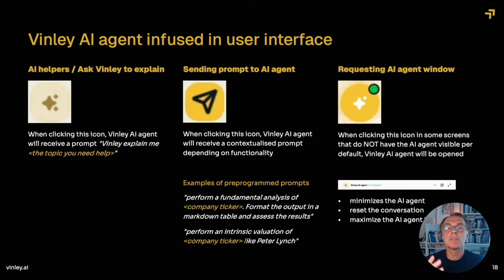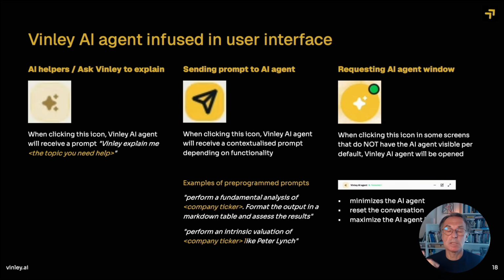Also, in some screens, the AI agent is not directly visible, because we felt that, for example, when looking at the fundamentals analysis of stocks, what was more important was to have the metrics available and a chart. But you can always request the AI agent to pop up by clicking on the third icon that you see on the right here. If I move my mouse, you're probably going to see it moving here. And then the AI agent will pop up.